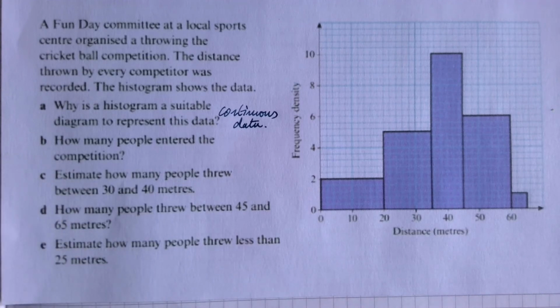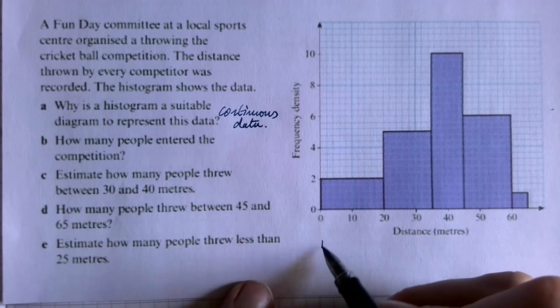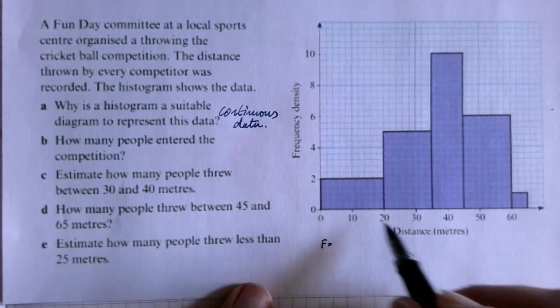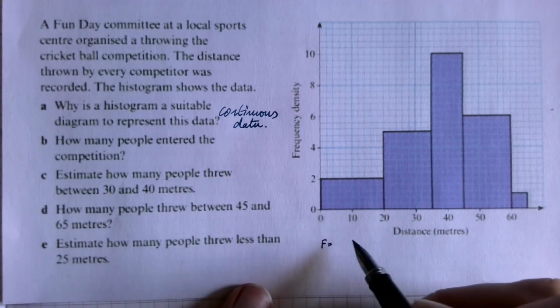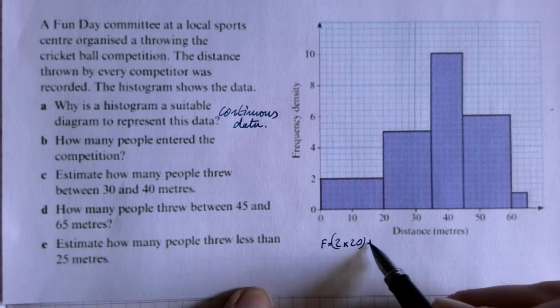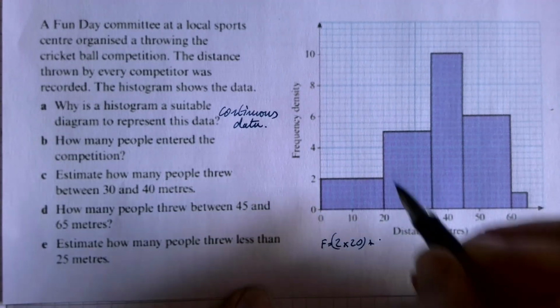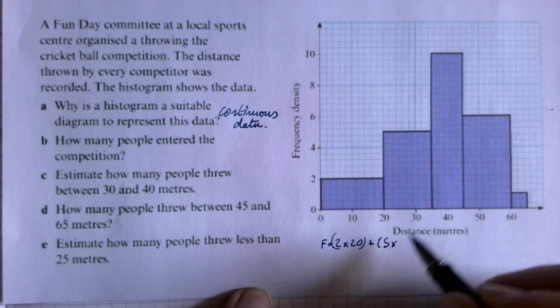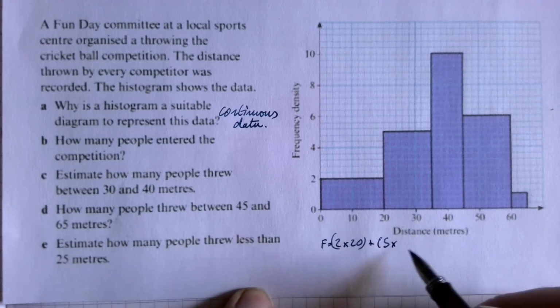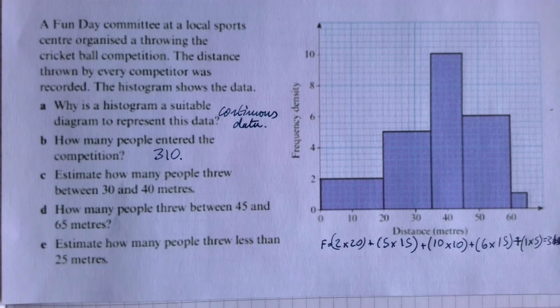How many people entered the competition? Well, in order to do that, we need to start working out what the frequencies are. So the frequency is the frequency density times the width. So you're going to have 2 times 20 plus would give us how many in that one, and we've got 5 times, well, that looks like 35, 15, and so on. And if we add all those up, we get to 310.